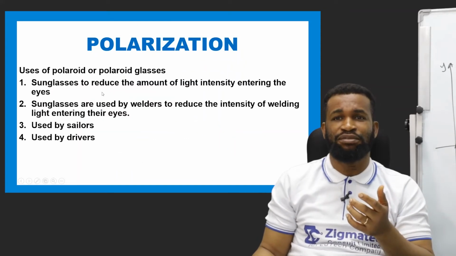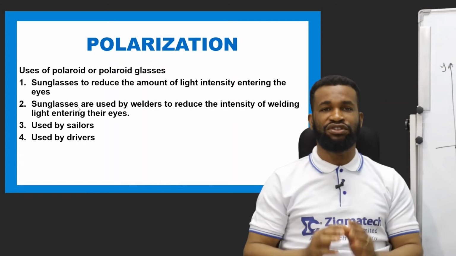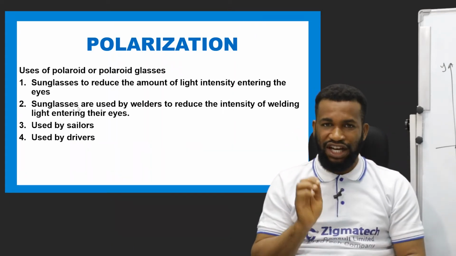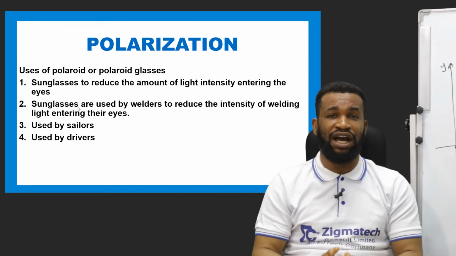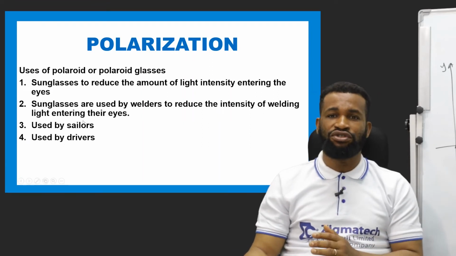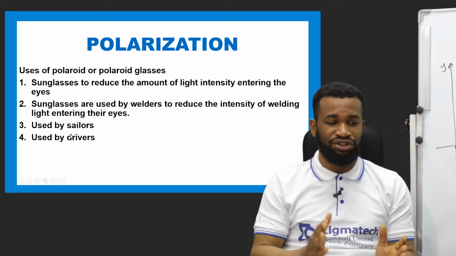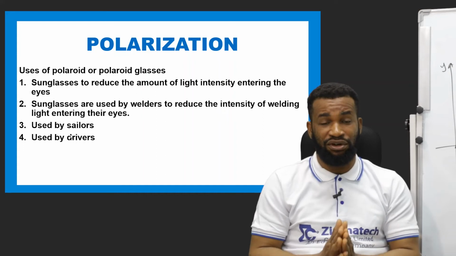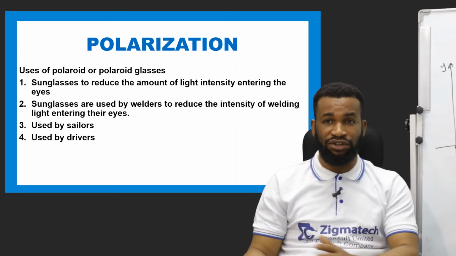Let's look at a few examples. On those glasses, what it does is to refine the light, so you can even look at the sun without feeling pain. With your normal eyes, you can't look at the sun, but with that glass, you can. We also have the ones used by sailors and drivers. This is just to reduce the intensity of light from causing harm or damage to your eyes. So these are what Polaroid does.